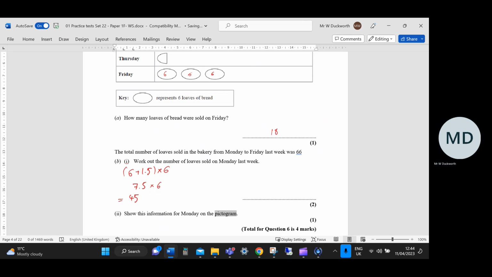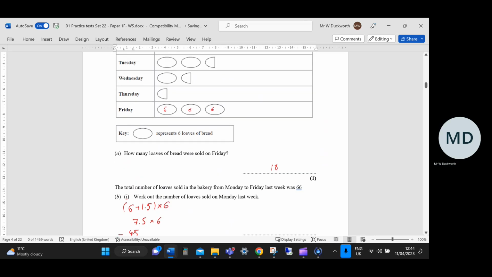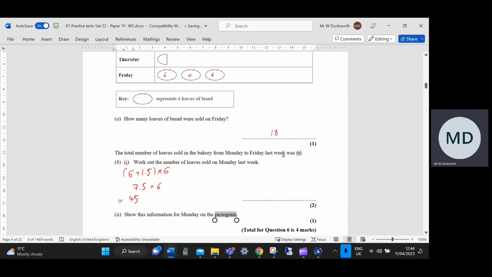So if 45 were sold Tuesday to Friday, then that means that on Monday last week there would have been 66 minus 45, so there would have been 21. Yeah, 21.